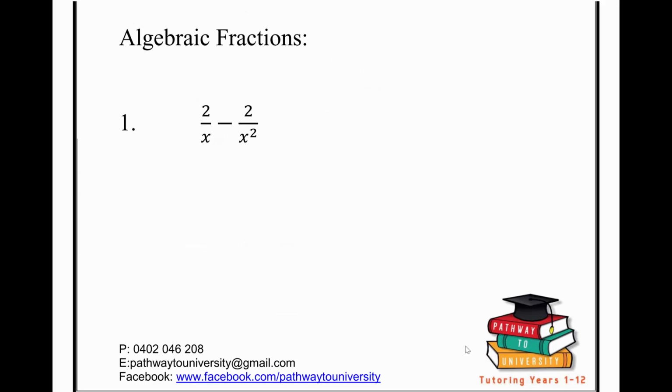Moving on to algebraic fractions, we see that 2 divided by x minus 2 divided by x squared. So to begin with, we have to move them so that they have the same denominator. As we can see, the common variable in both is x. However, in the left one, there is missing an x multiple. So let's just multiply the first side with x divided by x.